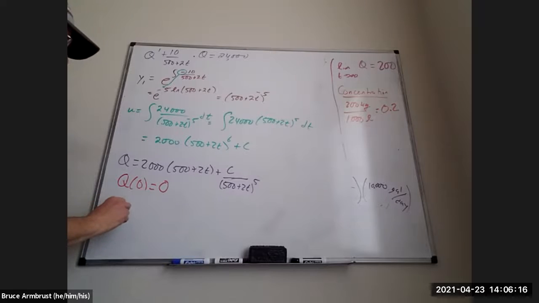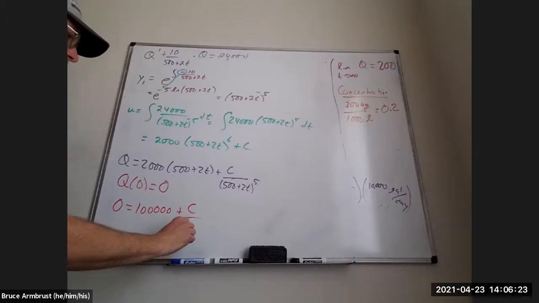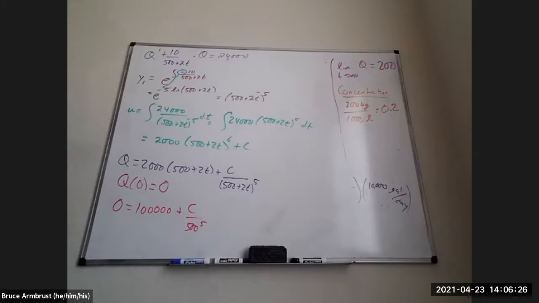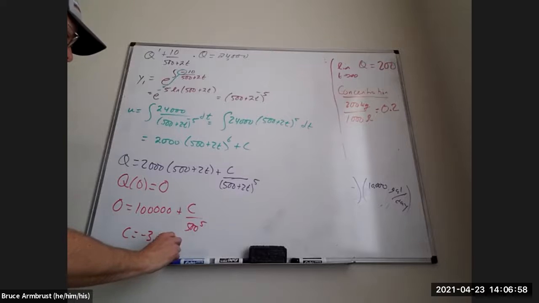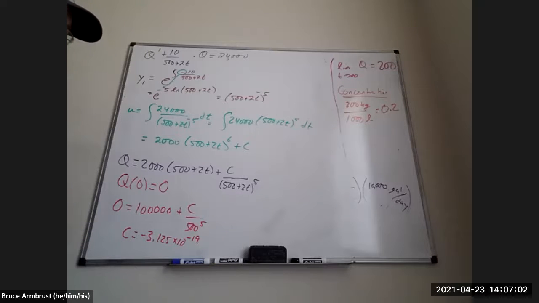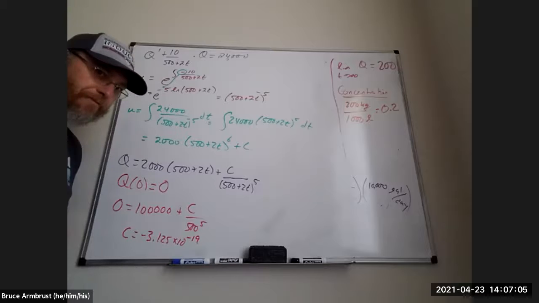All right, so that's going to give us zero equals 100,000 plus C over 500 to the fifth. That's going to be a really, really big number. So C is going to equal, let's see, 5 to the 5th, 3125, 10 to the 10, 11, 12, 13, 14, 15. So if we move decimals, I think this is minus 3.125 times 10 to the minus 19. Very small number.